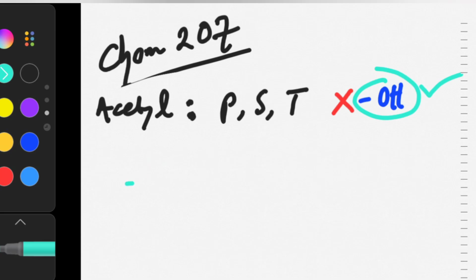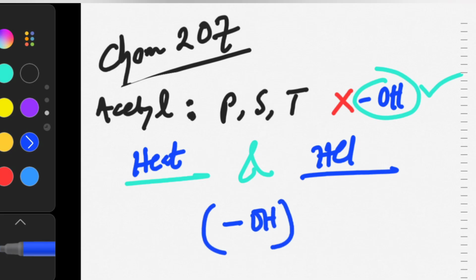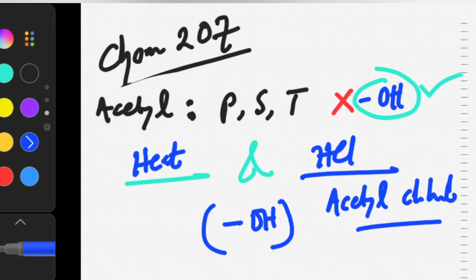It does this by the evolution of heat and hydrochloric acid. So the evolution of these two tells you that the sample being tested contains an OH group, and that's only made possible with the acid chloride. I've shown you the structure earlier on, and that is the basics for that.